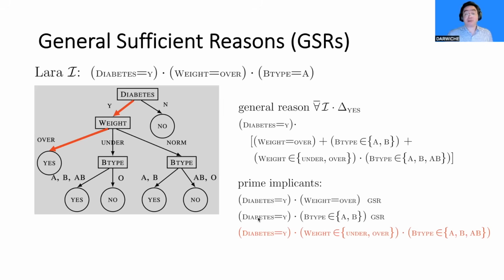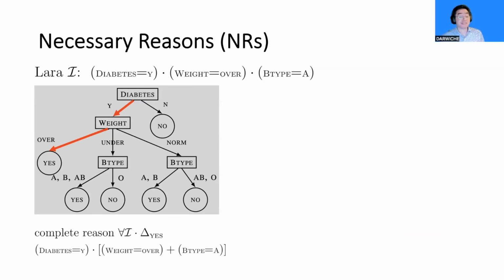Not all are variable minimal. The last one is not variable minimal. These 2 are variable minimal. So these are now our general sufficient reasons. This we have seen before, but you can see that this is providing more value compared to the previous one, just like in the case of Rob, it was more interesting. But this example is actually meant for what's coming next, which is necessary reasons. Okay, let's look at necessary reasons.